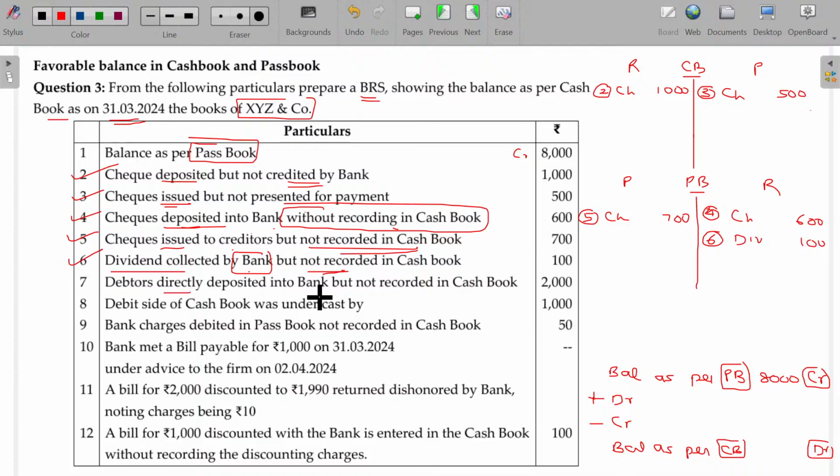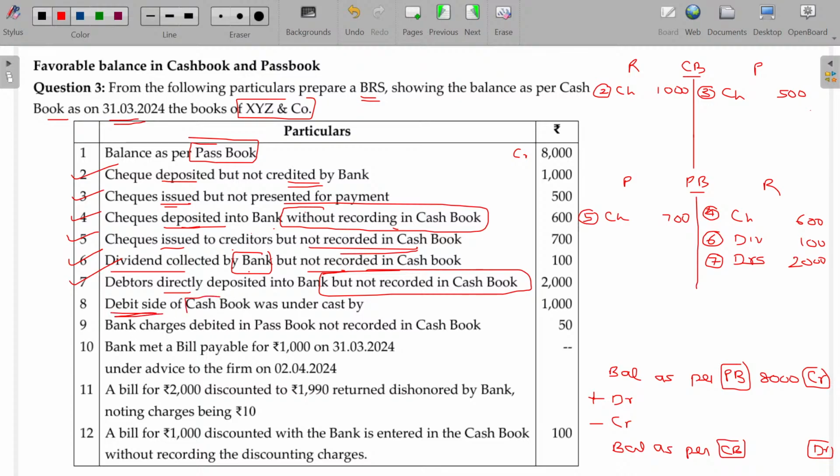Debtors directly deposited into bank but not recorded in the cash book. What does it mean? Receipt side, where? Only in passbook, not recorded in cash book. So only in passbook, not in cash book. 7th item. Who deposited this? One of our debtors made a payment.